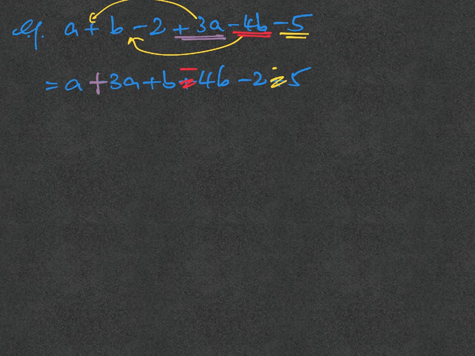So that's why after you move the terms, a and 3a give you 4a, b minus 4b is minus 3b, minus 2 minus 5 is minus 7, and that's all.